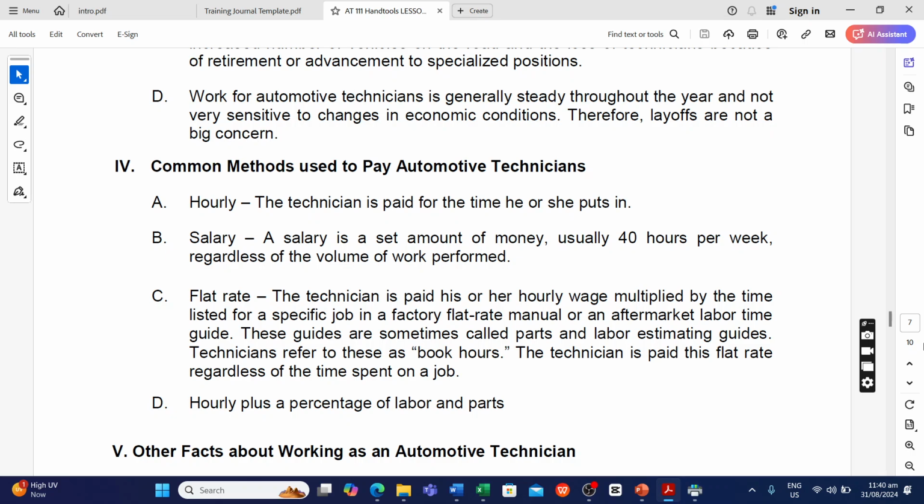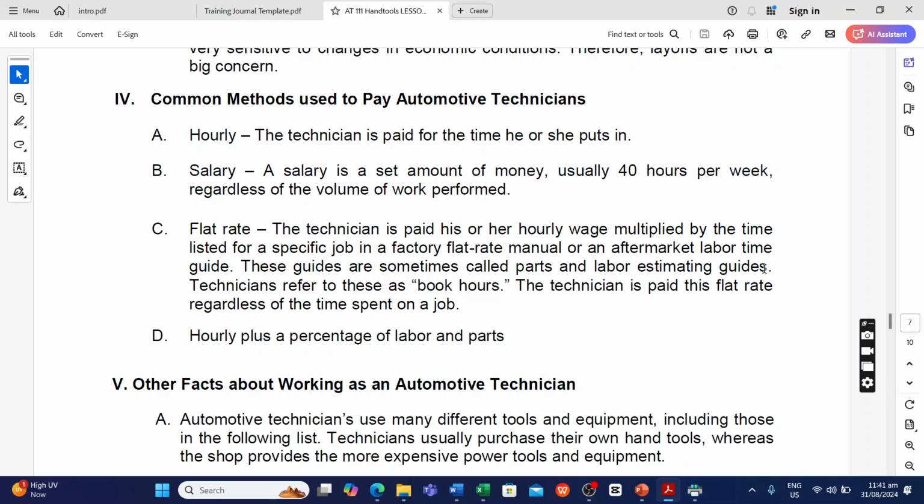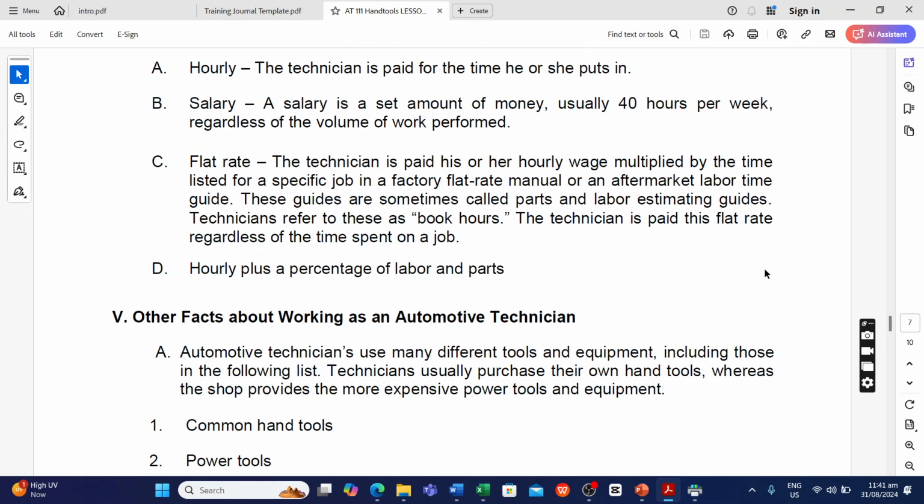Yung flat rate, the technician is paid his or her hourly wage multiplied by the time listed for the specific job in a factory flat rate manual or aftermarket labor time guide. So these guides are sometimes called parts and labor estimating guides. The technicians refer to this book as book hours. So the technician is paid this flat rate regardless of the time spent on a job. And then yung last, yung hourly plus percentage of labor and parts.